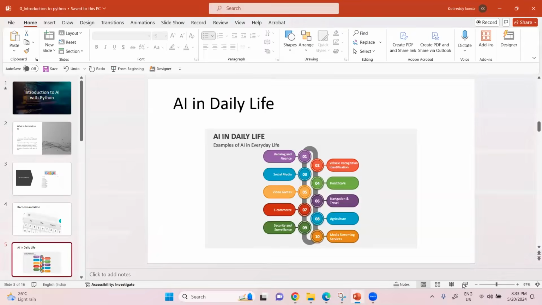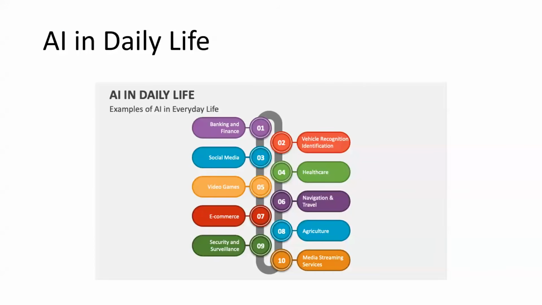Okay, let's come to another example. This is navigation, travel, and all. Healthcare. Recently, one of the tragedies we found in recent years is COVID. And after that, they found all the issues related to COVID. We are using AI-based technology, video games, e-commerce, recommendations, security, and all.